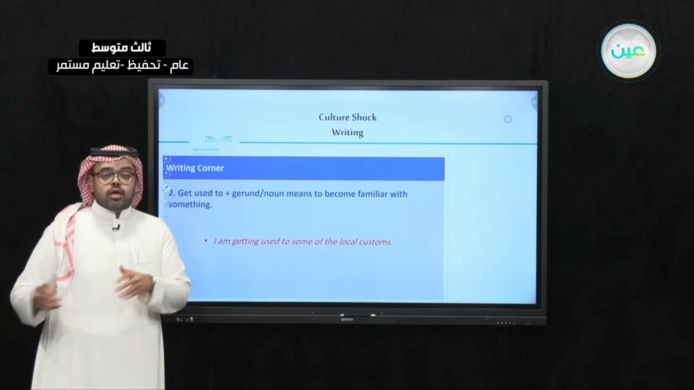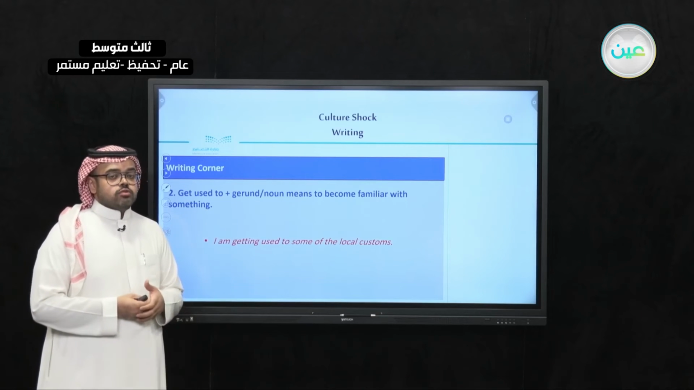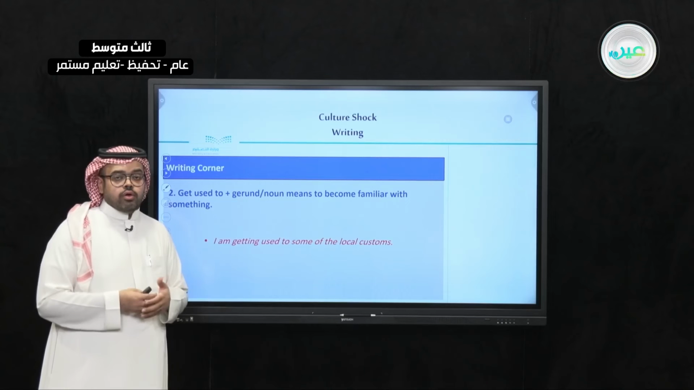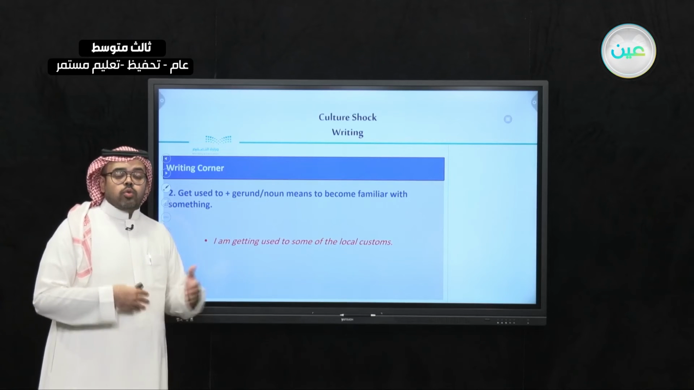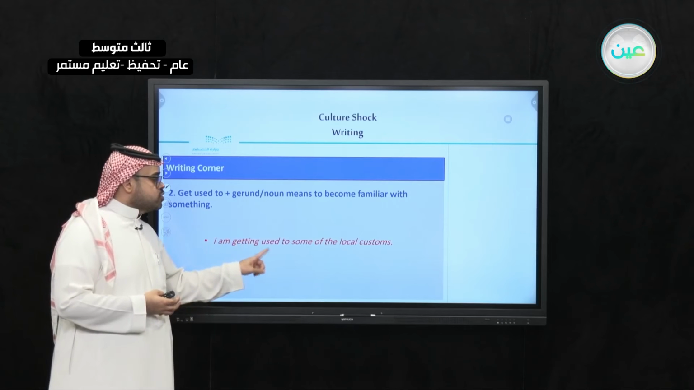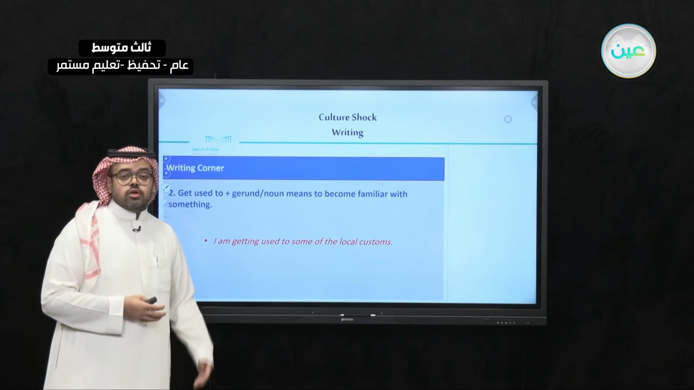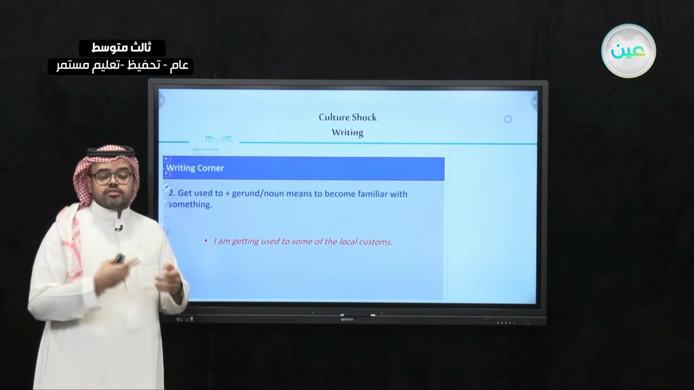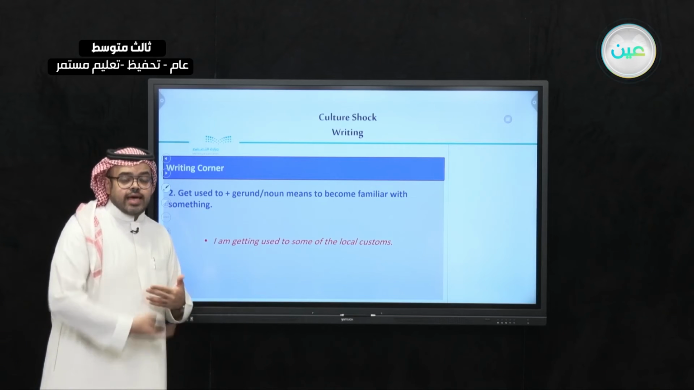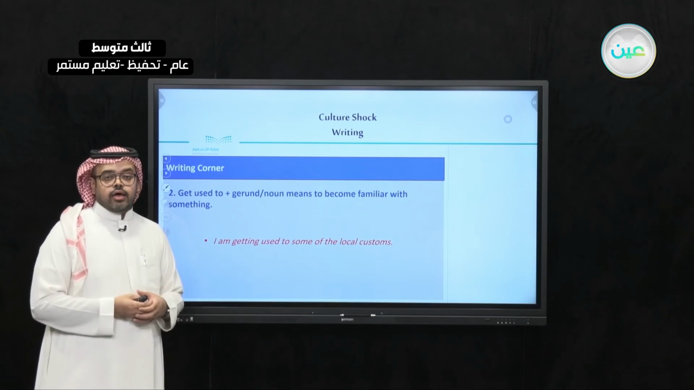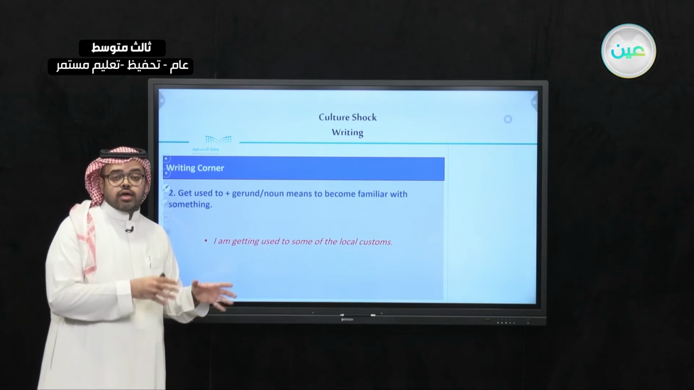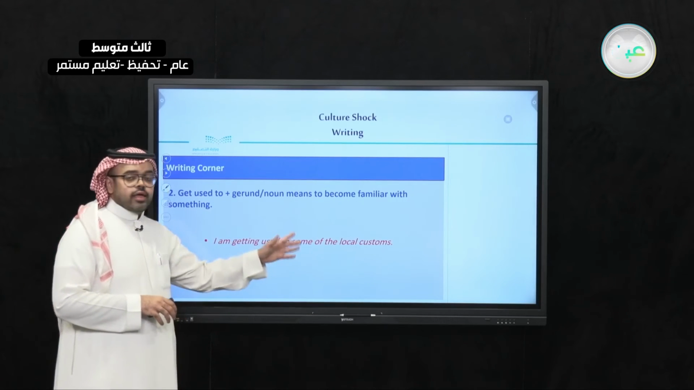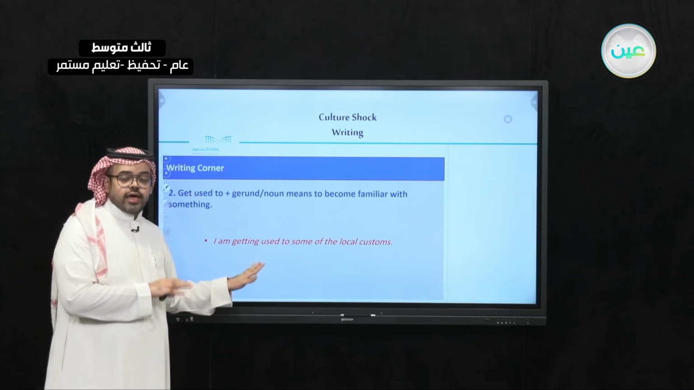But when you, for example, and imagine this, go to a different country and you stay there for maybe a week or a month or maybe a year, and with time you are getting used to some of the local customs there. So you are getting used to. It's not something that you were familiar with before; it's that you're trying to adapt, now you're trying to gain some of the customs of that country. So here we can use get plus used to in that form.